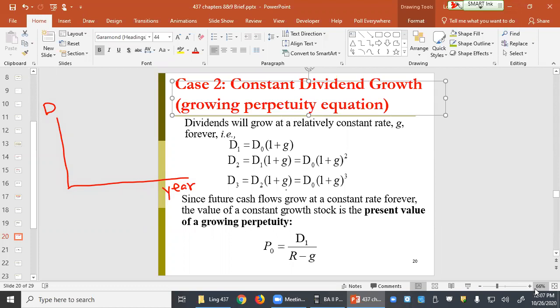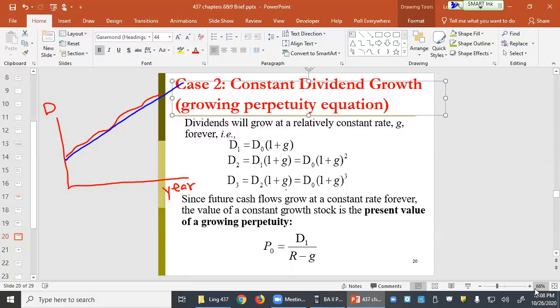In a perfect world, you're never going to see corporations that have exactly the same growth rate every single year. So in the real world, if you find a company that pays dividends that are growing at a relatively constant rate, that is as good as we get. We don't live in a perfect world. If we did, when you graph this annual dividend, you would end up with one perfectly straight line.